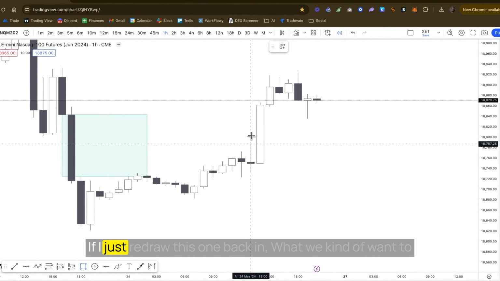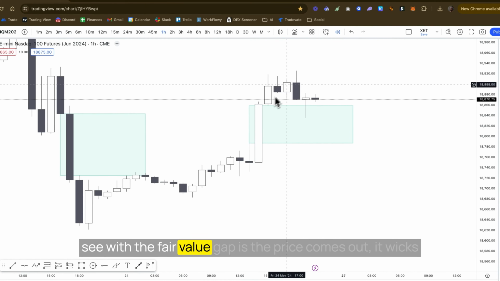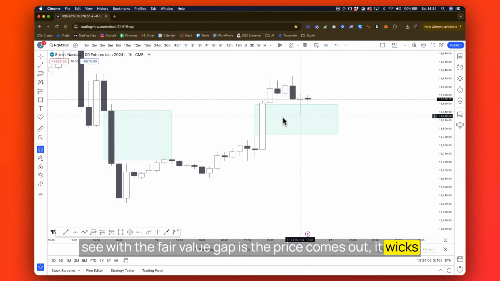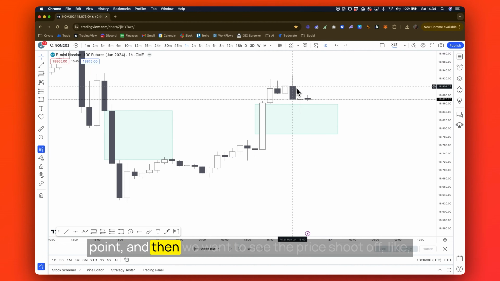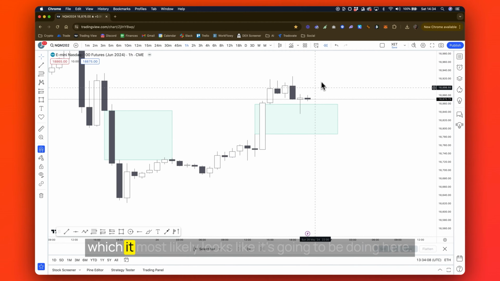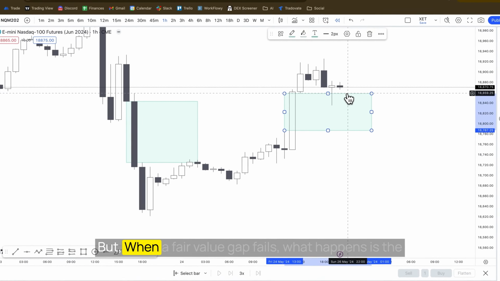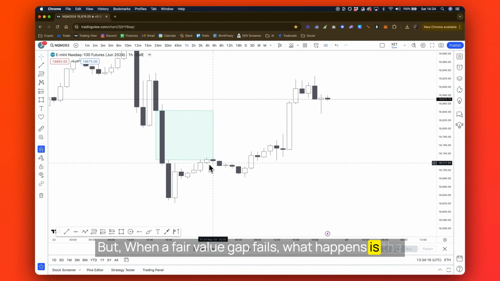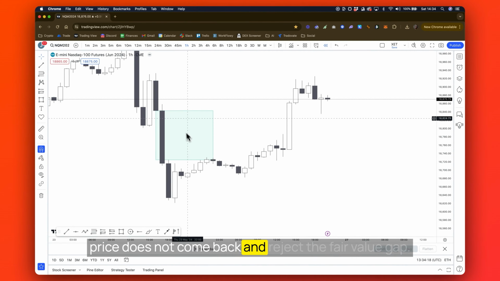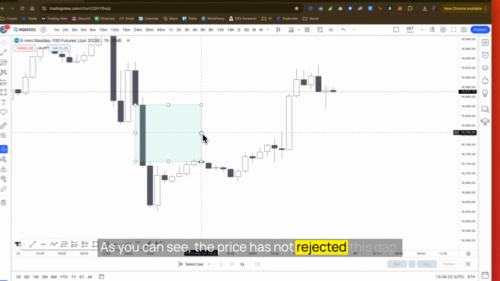If I just redraw this one back in, what we want to see with the fair value gap is the price comes out, wicks into the fair value gap at the 50% encroachment point, and then we want to see the price shoot off, which it most likely looks like it's going to be doing here. But when a fair value gap fails, the price does not come back and reject the fair value gap. As you can see, the price has not rejected this gap.